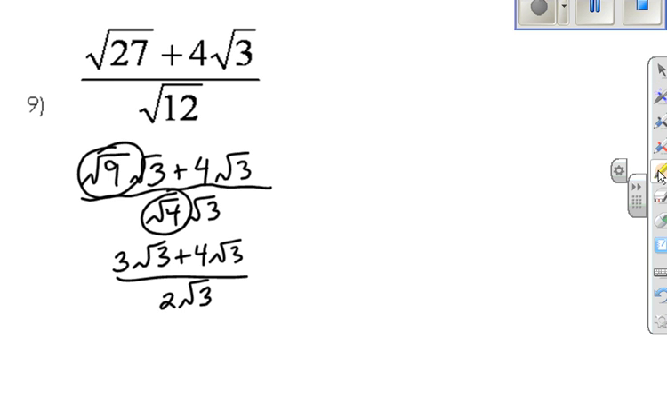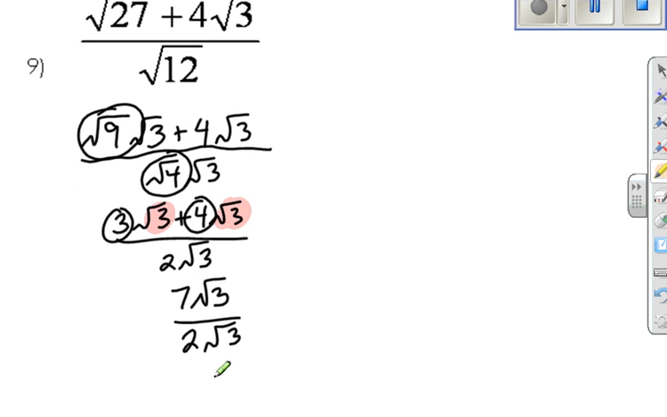Now that we have like radicals, I'm going to highlight them here, we can add the coefficients. 4 plus 3. So we'll have 7 radical 3 over 2 radical 3. Now we can finally divide. We have a much simpler expression than we had originally.